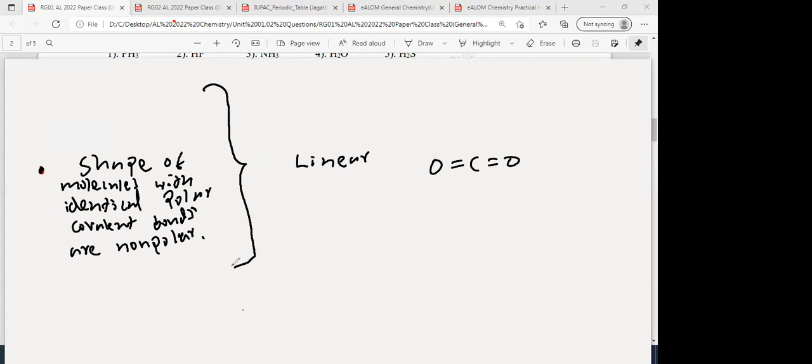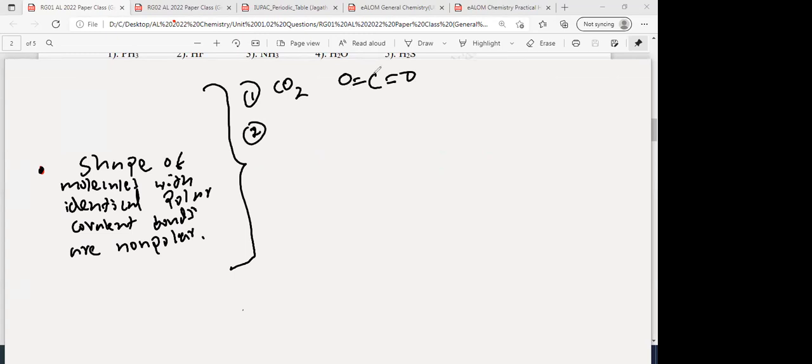If you keep the bond angle at 90, it is less stable. The most stable arrangement is CO2's. Therefore this is called the linear one. I'll write the shape: number 1, linear shape. Example, CO2, and this is the arrangement. There are no lone pairs around carbon, so the bond angle will be 180.